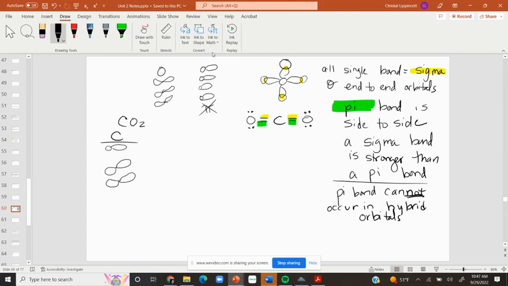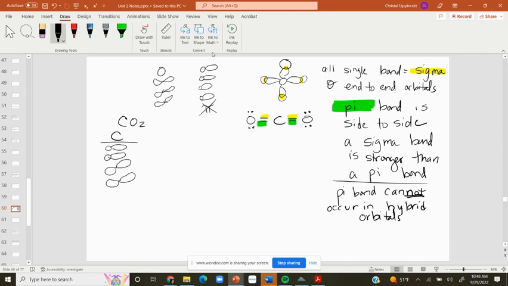So these are going to be the orbitals that I am going to use to build my CO2 for my carbon. Okay, what don't you know? So this carbon has 2 pi bonds, right here and right here. Pi bonds can't occur in hybrid orbitals. So the top 2 are the yellow bonds, and that's going to be these 2.